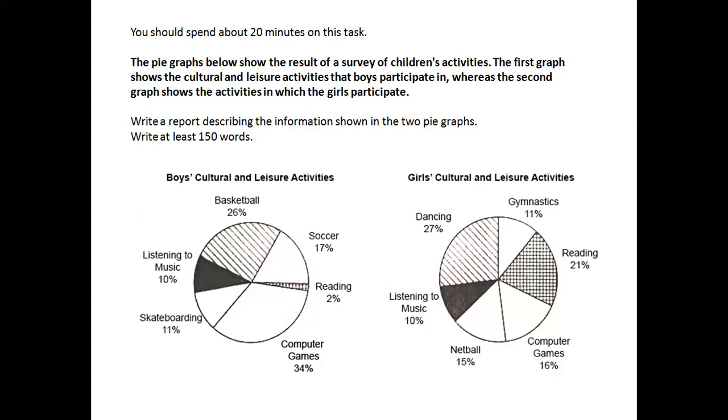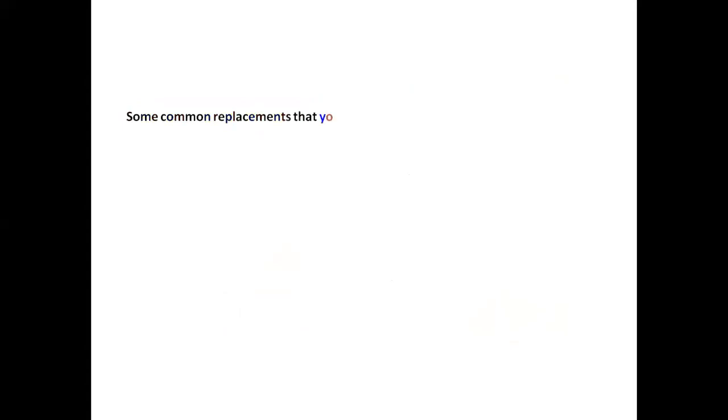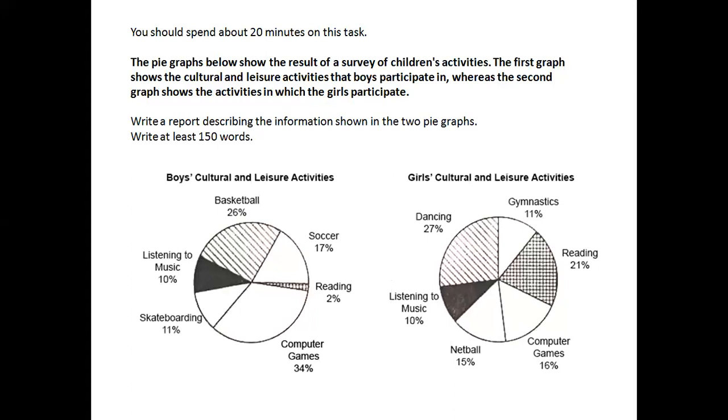In order to write an effective introduction, we are supposed to paraphrase the given information by the IELTS, right? As you can see there, the pie graph below shows the result of a survey of children's activities. The first graph shows this, and the second graph shows this. This information needs to be paraphrased, and paraphrasing means to say the same thing in different words. So the meaning of the sentence should not change. We are not supposed to add anything. We are not supposed to subtract anything. So we are supposed to say the same thing which is written there in different words, or maybe a different sentence structure.